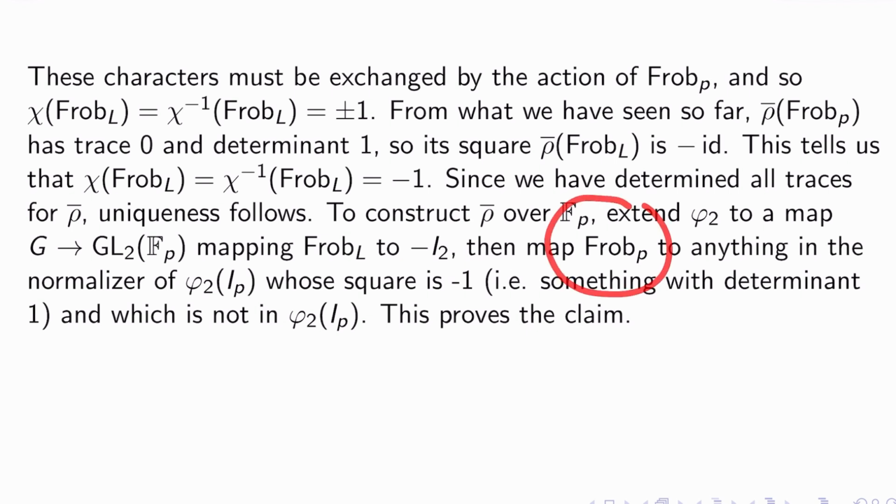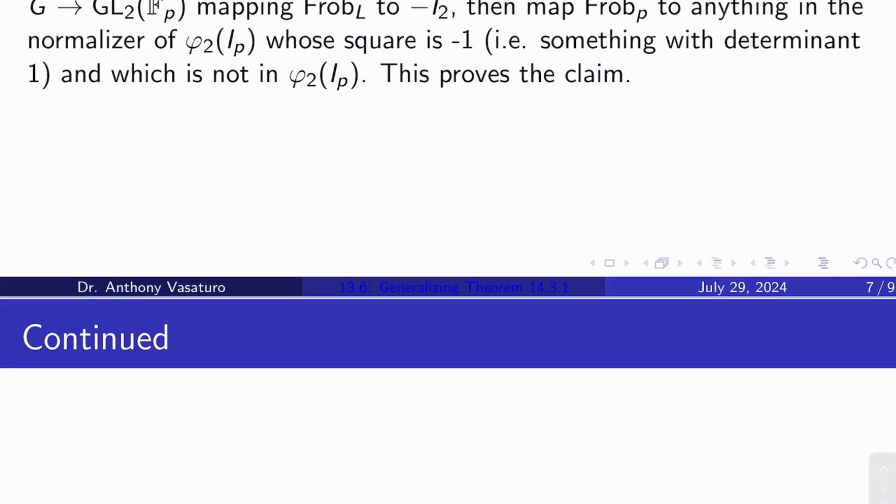Then map Frobenius at P, kind of below that, to anything in the normalizer of phi2 of IP whose square is minus 1, i.e., just map it to something with determinant 1, which is not in phi2 of phi sub 2 of I of P. Okay, and this proves the claim. So we have uniqueness, and existence. So we are all set.